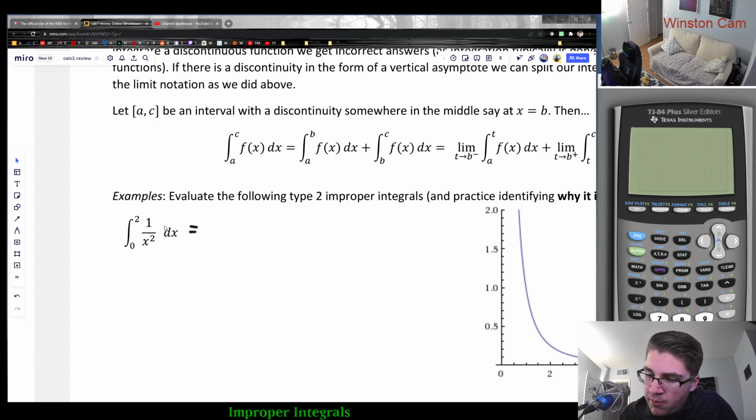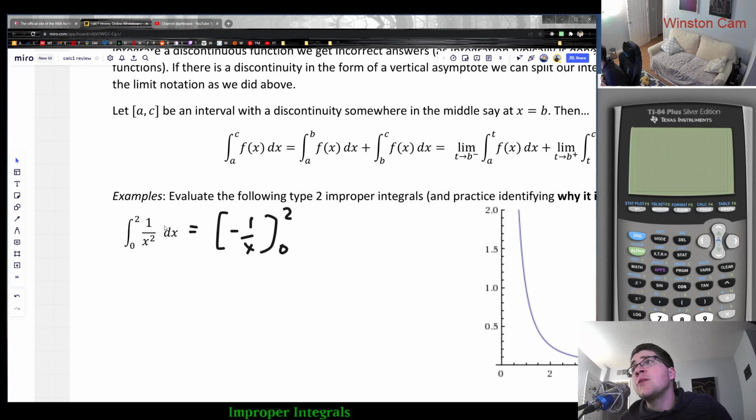Well, we could. The antiderivative of 1 over x squared is negative 1 over x, and I could try to evaluate this from 0 to 2. But notice very quickly we're going to run into an issue because 1 over 0 is not defined. So you could come to the conclusion, well, this is undefined, this is divergent. But that actually may be correct, but technically you can get the wrong answer by trying to think that way. And again, doing that is not allowed.